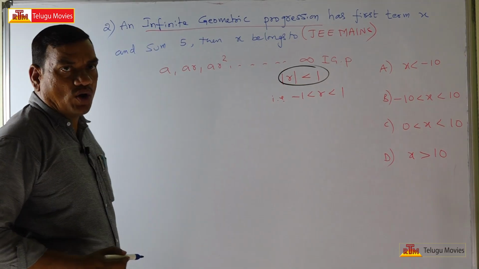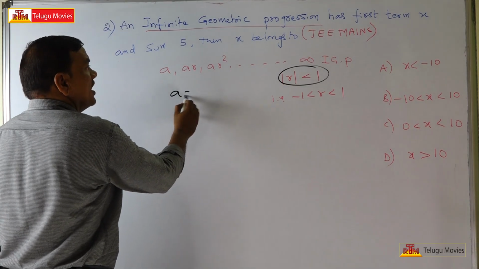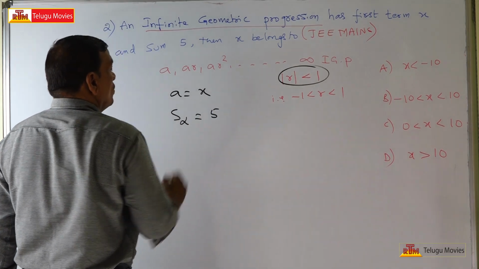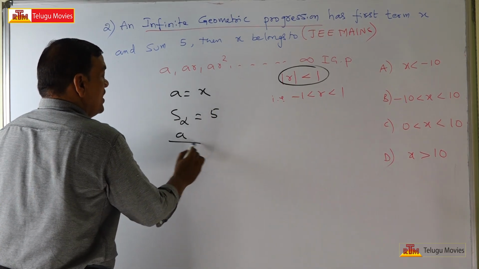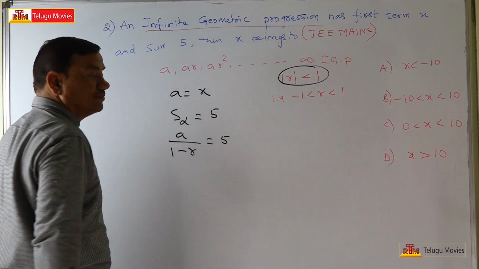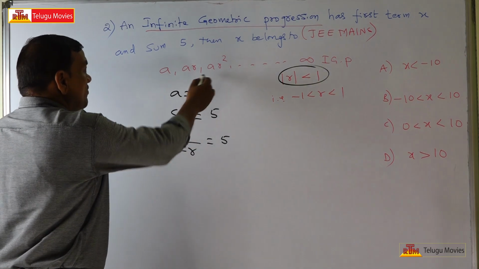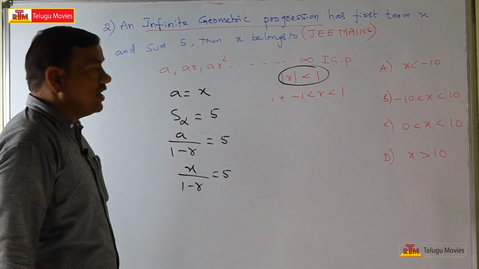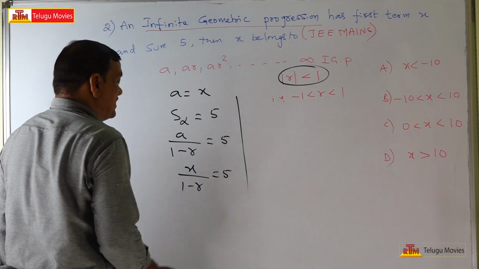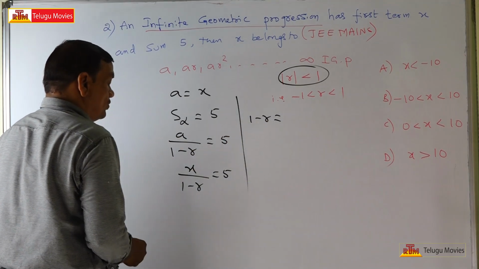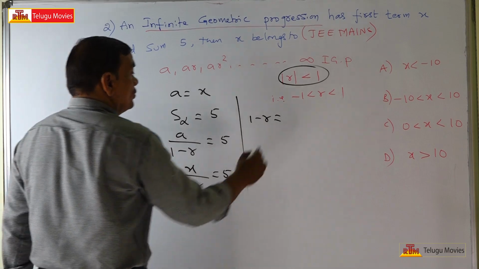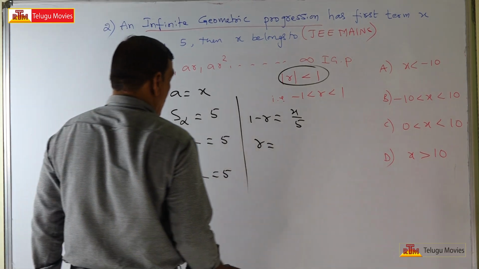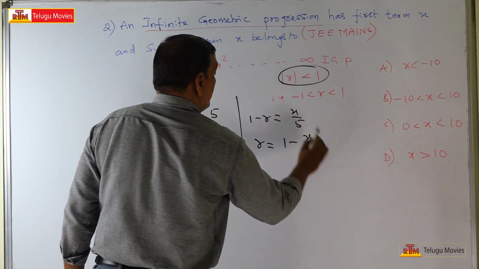Coming to the problem, it is given that the first term a is x, and sum to infinity, S infinity, is equal to 5. What is the S infinity formula? a by 1 minus R is equal to 5. Here the a value is given, so x by 1 minus R is equal to 5. From this we can say that 1 minus R is equal to x by 5, so R is equal to 1 minus x by 5.